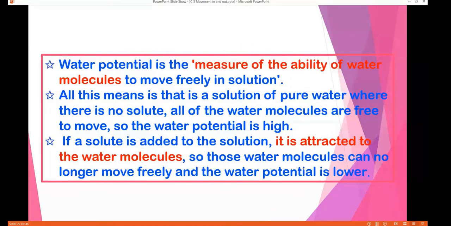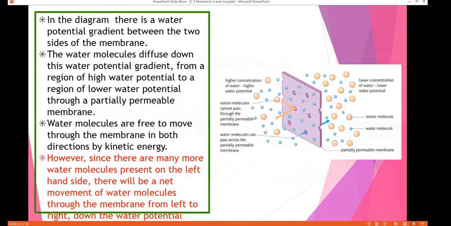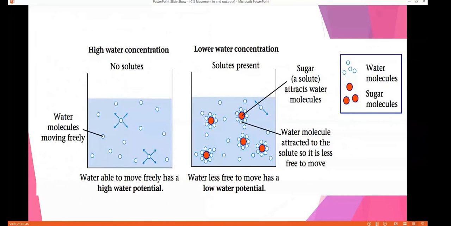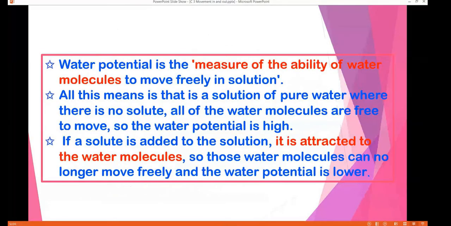Okay, so if you're defining water potential, it is the measure of the ability of water molecules to move freely in a solution. All this means is that in a solution of pure water where there is no solute, all of the water molecules are free to move, so the water potential is high. And if a solute is added to the solution, it is attracted to the water molecules, so those water molecules can no longer move freely, and the water potential is low, as we just saw in this picture. This is what is explained over here.